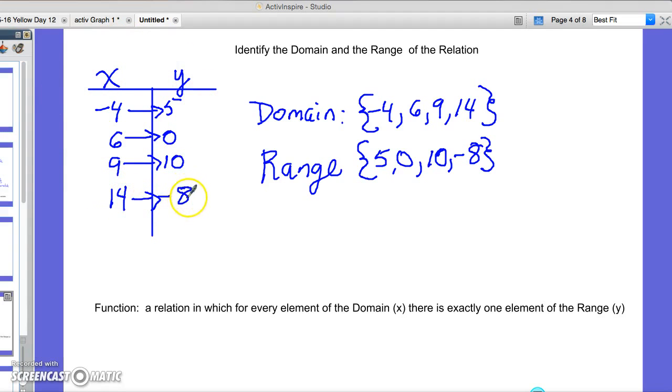It's actually a very special kind of relation. It's called a function. And that's our last vocabulary word. A function is a relation in which for every element of the domain, or x, there is exactly one element of the y. So notice that for every x over here, there's exactly one y. So this is a function.